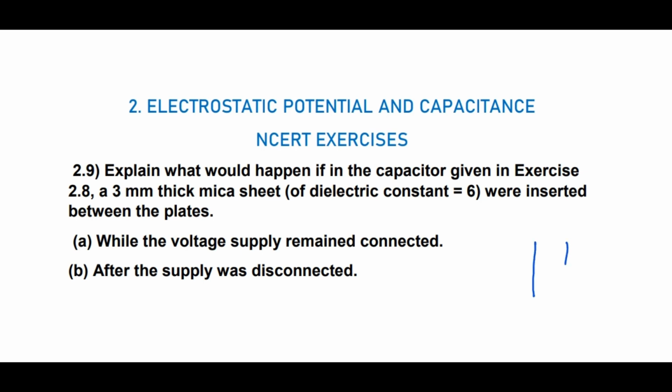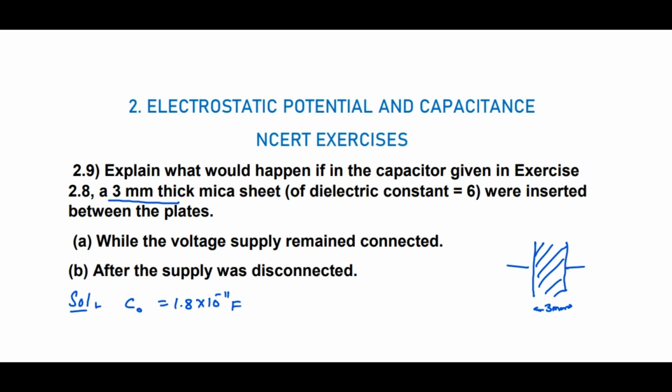Previously, the capacitance of the capacitor C0, we got it 1.8 into 10 power minus 11 farad or 18 picofarad. Now, this complete gap is filled with mica. Its thickness is 3 millimeter and the thickness of the mica sheet is also 3 millimeter. That means the gap between the plates is completely filled.